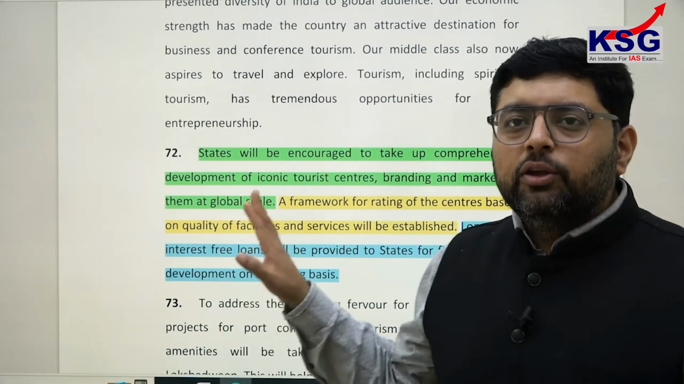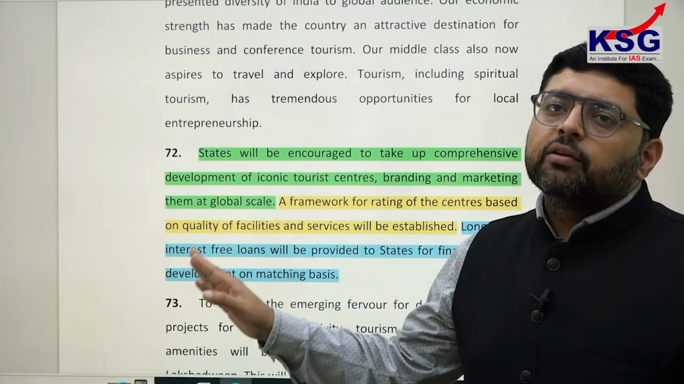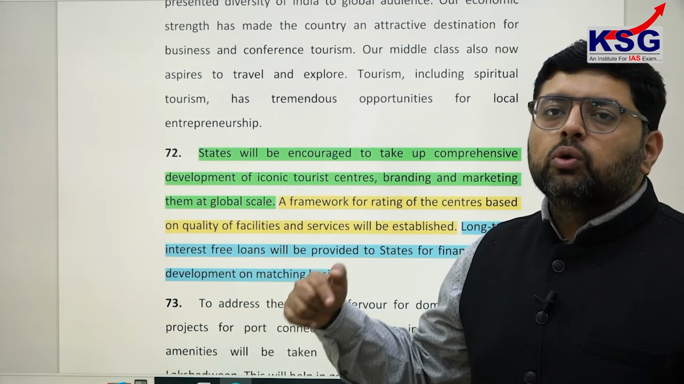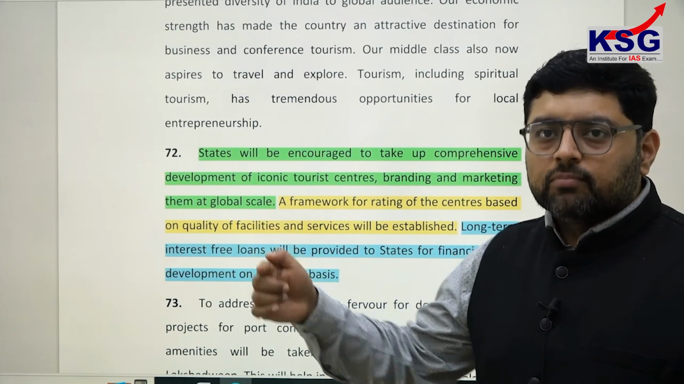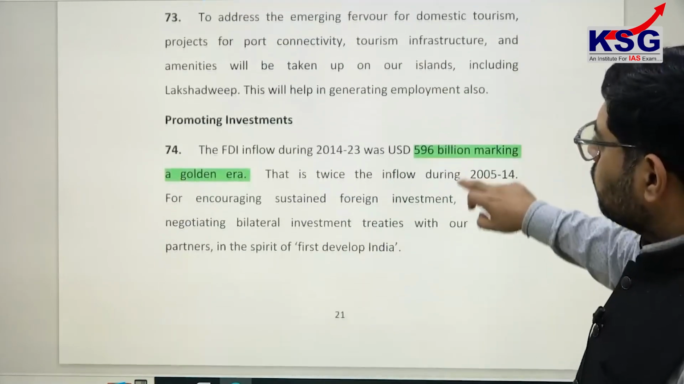So this is what you can expect: a scheme in the future in order to create tourism, or you can say competition among the states with respect to tourism. So this is what you have to remember.